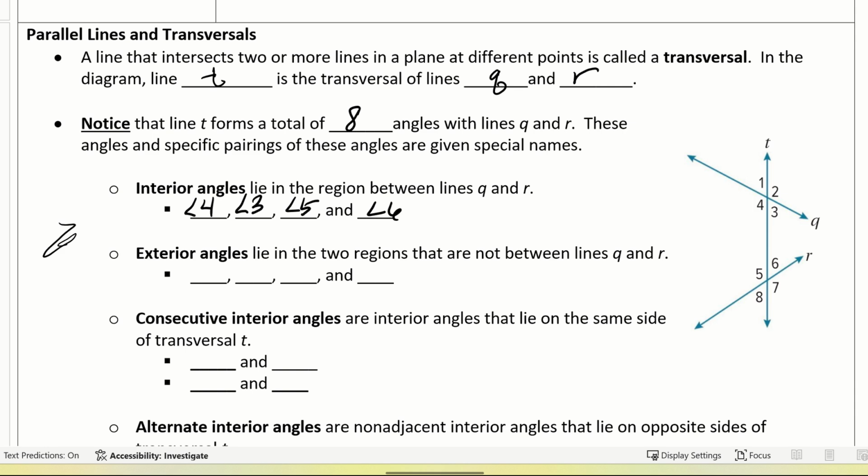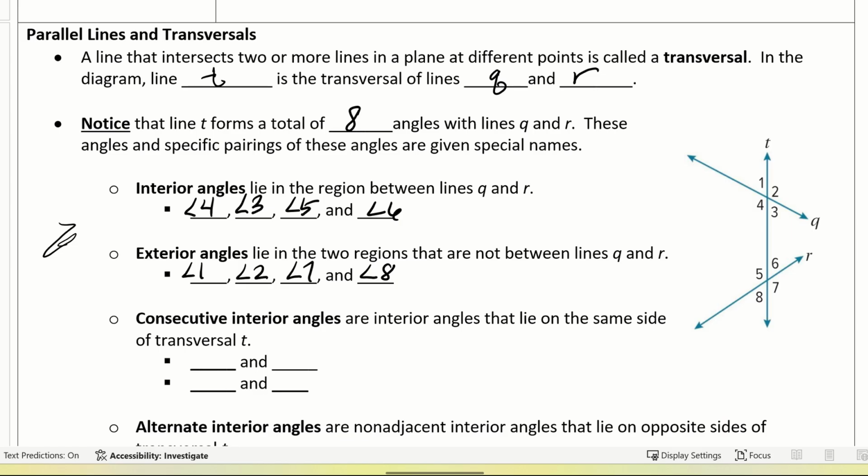Exterior angles lie in the two regions that are not between lines Q and R. So that would be angle 1, angle 2, angle 7, and angle 8. So those are these outside angles here. Right there, those are exterior. I'm going to go ahead and erase those circles, but wanted to show you where they're at.